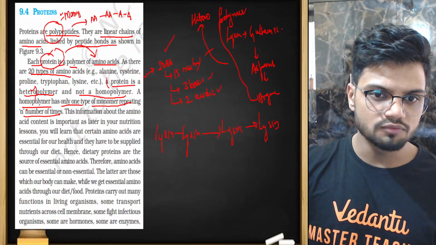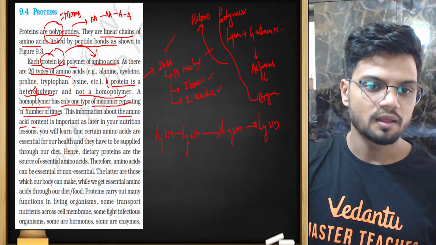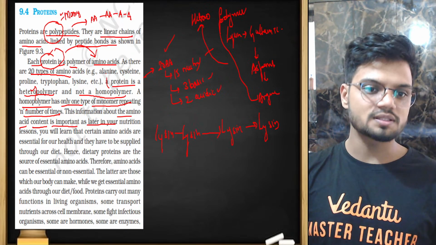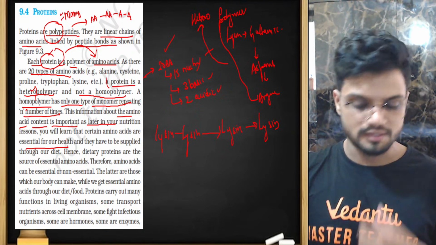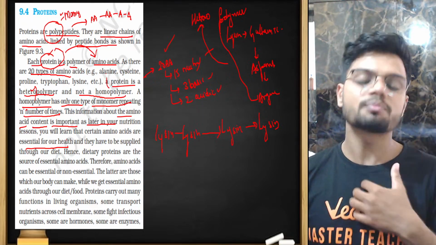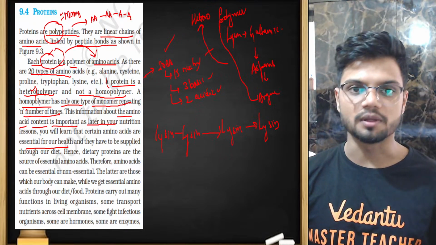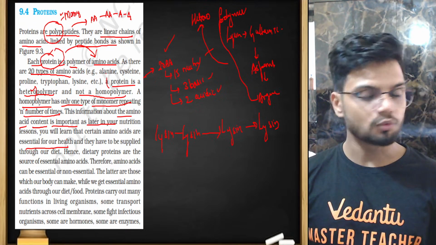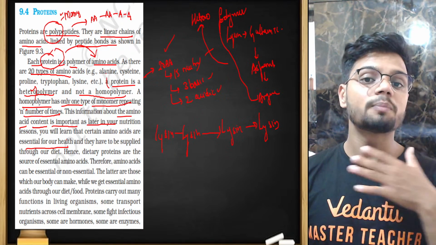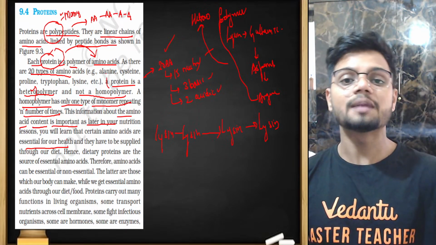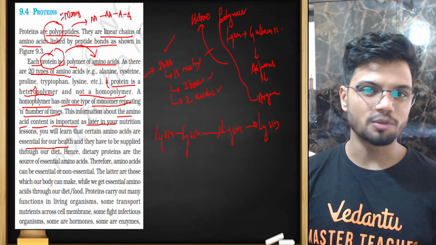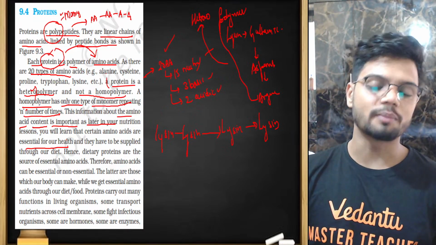Now, this information about amino acid content is important because later in your nutrition lessons you will learn that certain amino acids are essential for our diet. There are certain amino acids which we take through our diet because they are not produced in our body. If something is not produced in your body, you take it from outside. For example, if they don't make chicken biryani in your house, but you want to eat chicken biryani, you eat it from outside. Same thing: if some amino acid is not prepared in your body, you take it from outside, and that becomes the essential amino acid. Why is it essential? Because it is not produced in your body.